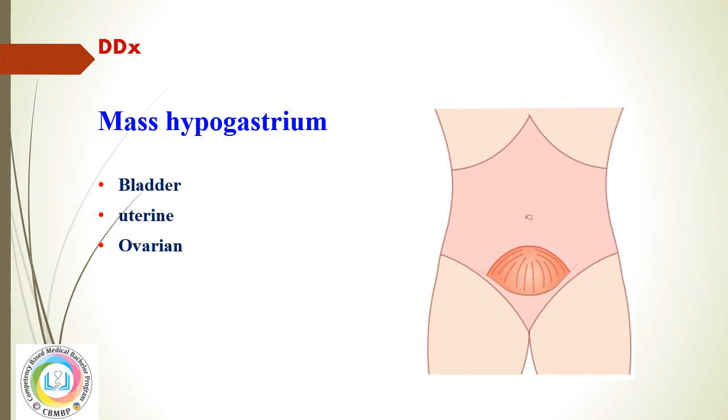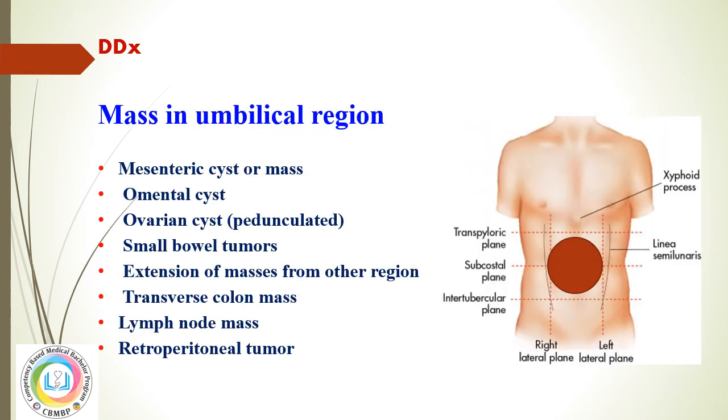Mass in the hypogastric region or suprapubic region may arise from the bladder, urinary bladder, may arise from the uterus like fibroid, or may arise from the ovary extending from the pelvic cavity into the abdominal cavity.